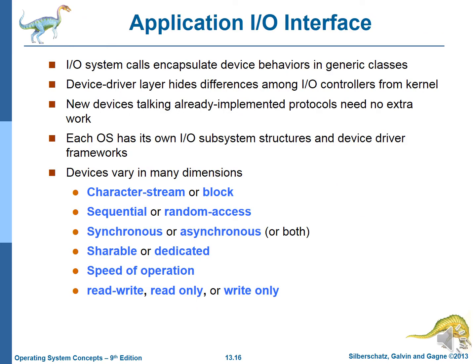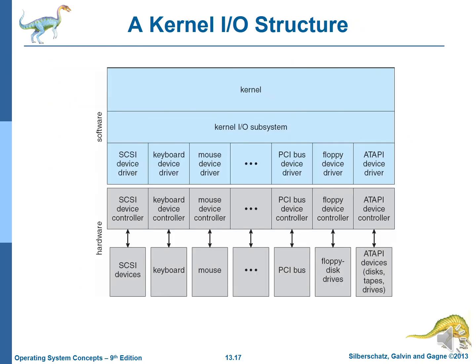Applications of the IO interface. IO system calls encapsulate device behaviors in generic classes. Each OS has its own IO subsystem and a device driver framework. Devices vary in many directions. It may be character oriented or block oriented, sequential or random, synchronous or asynchronous or both, shareable or dedicated, speed of operation, read only, write only or read-write.